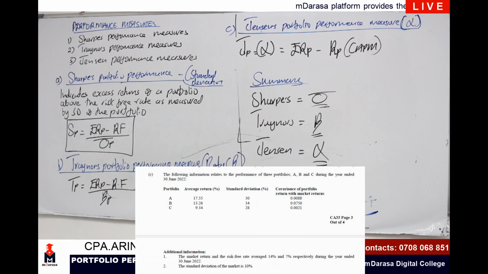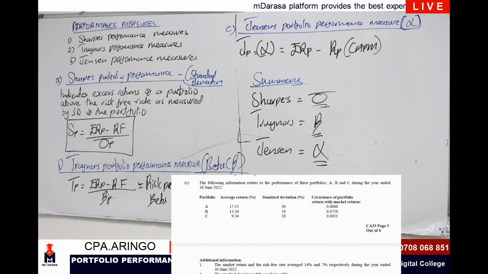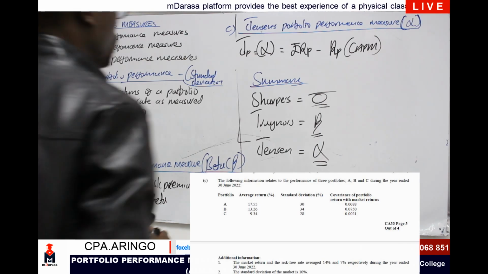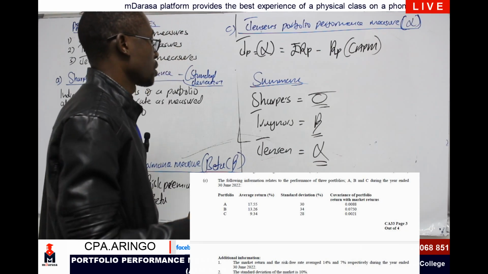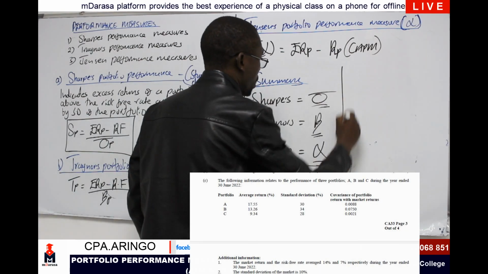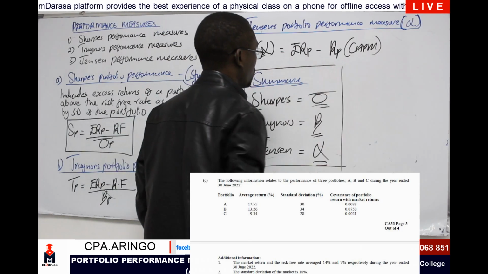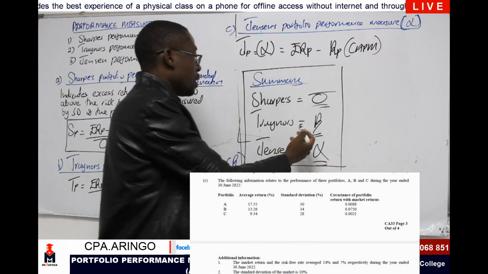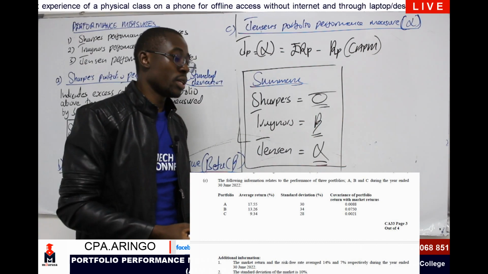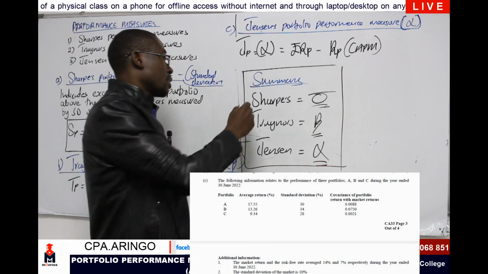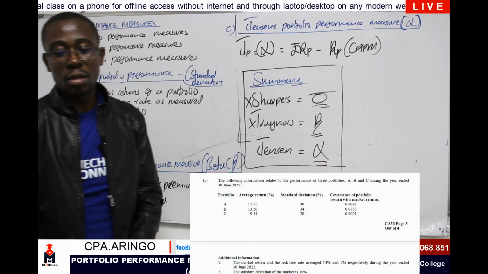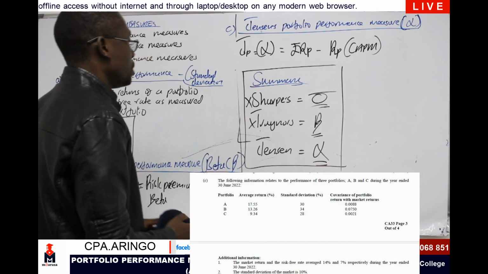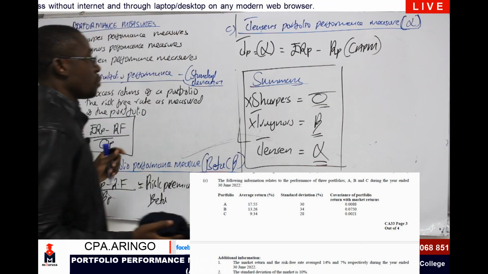My focus is on the summary. When we were analyzing the portfolio performance measures, this was our summary: at any given point in time, with Sharpe's we are looking at standard deviation, with Treynor's we are looking at beta, and with Jensen's we are looking at alpha. A good examiner has given us the two, Sharpe's and Treynor's. So at the back of our minds, I know very well that I should have the concept of beta and the concept of standard deviation, right?